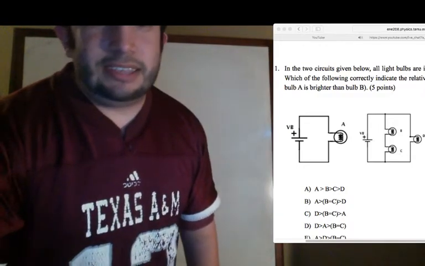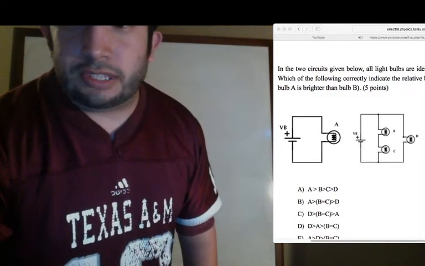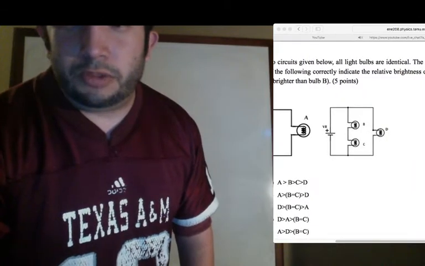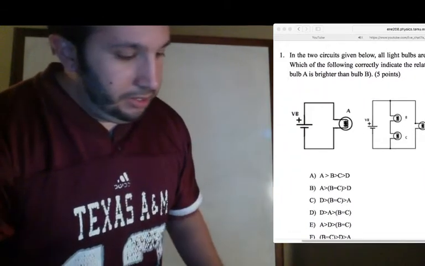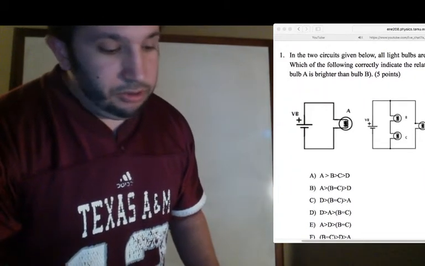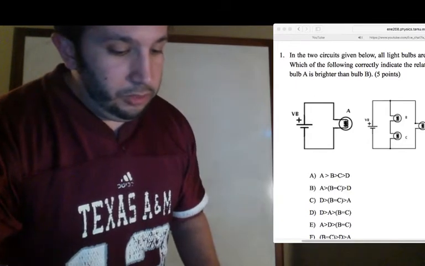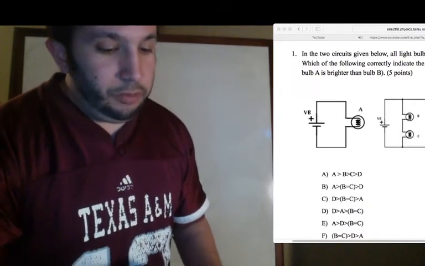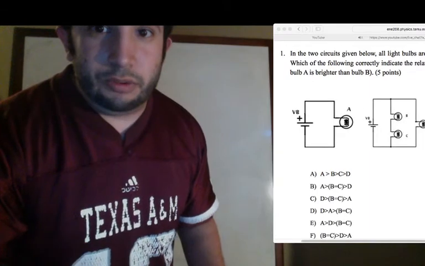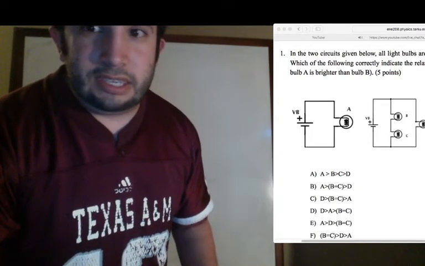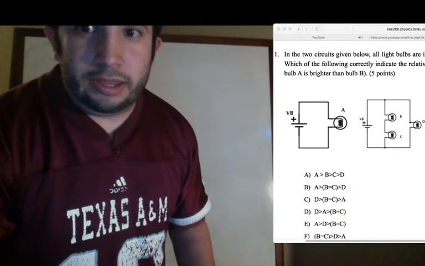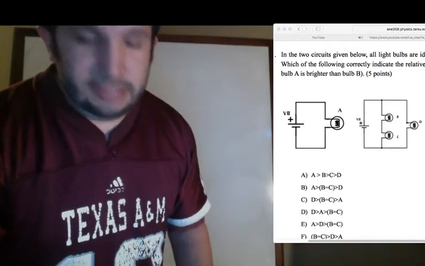What this says is that in the two circuits given below, all light bulbs are identical. The batteries are also included. Which of the following correctly indicates the relative brightness of the bulbs? So what we want to do is see which bulbs are going to be brightest, between A, B, C, and D.